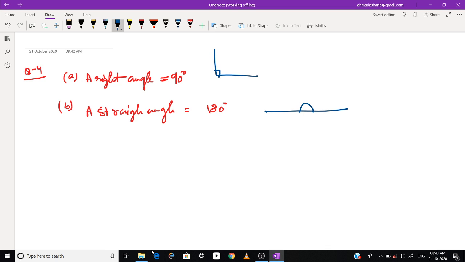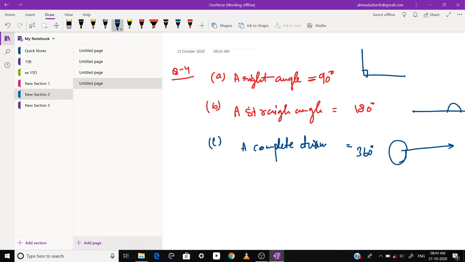And question C, a complete turn. So this is a complete turn, and it has 360 degrees. Now let us do question number 5.